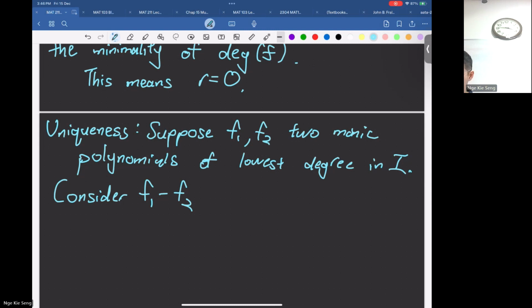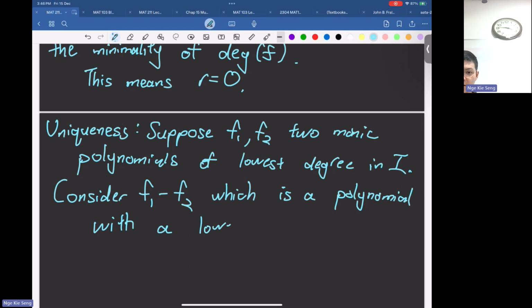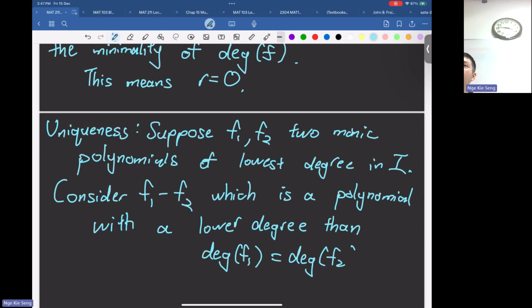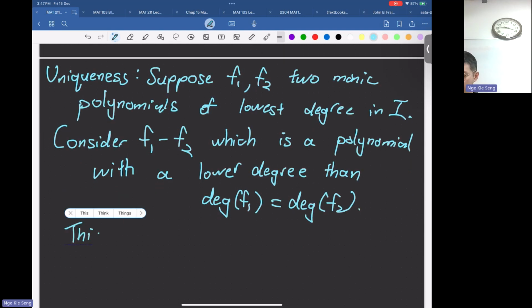You get a polynomial with a lower degree than the degree of F1, which is equal to the degree of F2. Again, a contradiction, because F1 and F2 have the lowest degree already. You cannot get lower than it. So, no contradiction yet.